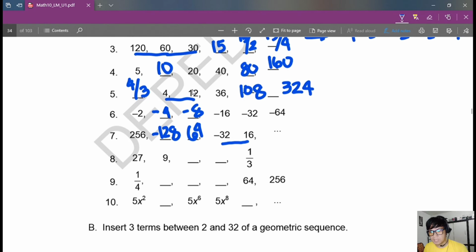Okay, next. This one, we're going to use this one. So, this is 9 over 27, or 1/3. So, we'll multiply by 1/3 dito. So, 9 times 1/3 is 3. 3 times 1/3 is 1. 1 times 1/3 is 1/3.